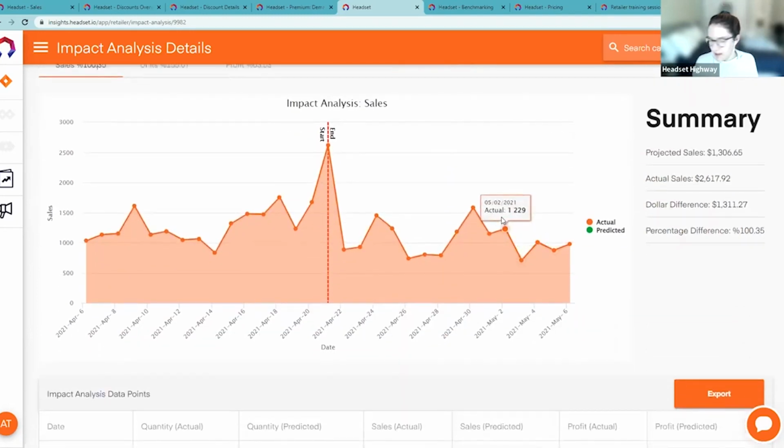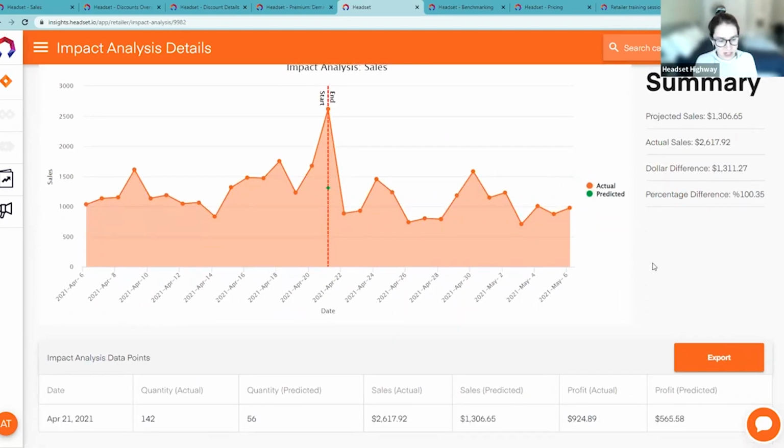Any questions on that? Feel free to throw them into the chat. Oh, I have a Q&A here. Is a projected sale on average of the 2-year analysis or an average year to year?